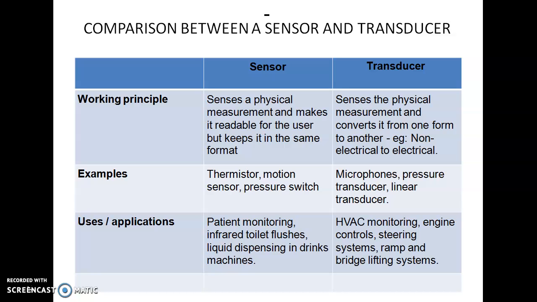Then examples of sensors: thermistor, motion sensor, pressure switch, etc. are sensors. But microphone, pressure transducer, linear transducer are examples of transducers. Then uses and applications. Patient monitoring, infrared toilet flushes, liquid dispensing in drinks machines, etc. are sensor applications. HVAC monitoring, engine control, steering system, ramp and bridge lifting system are applications of transducers.